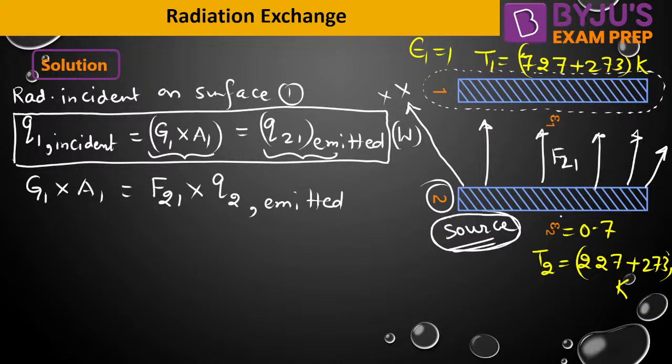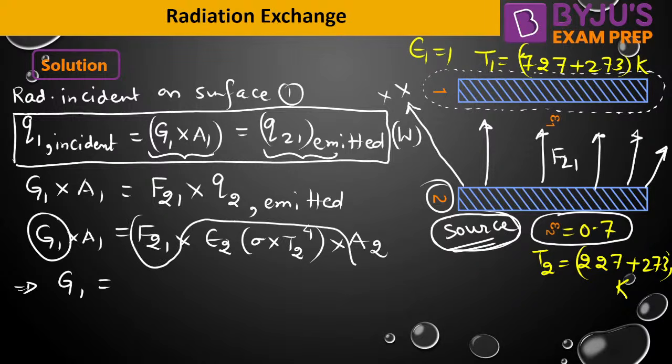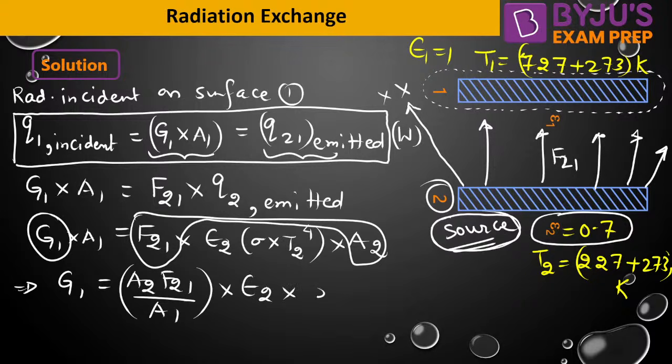And the second surface is a non-black surface. So do you agree it will be F2 to 1 into, from the Stefan-Boltzmann law, epsilon 2 into sigma into T2 to the power 4 into A2. That is G1 into A1. And if we want to find out G1, we can take this together: G1 will be equal to A2 F2 to 1 upon A1 into epsilon 2 into sigma into T2 to the power 4. Do you agree or not?